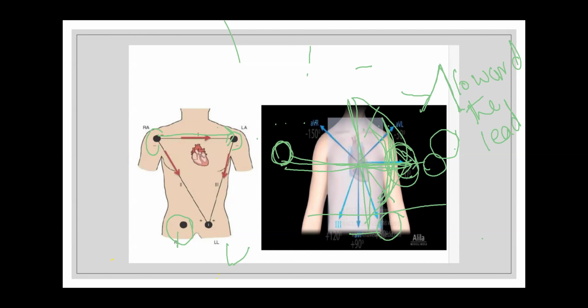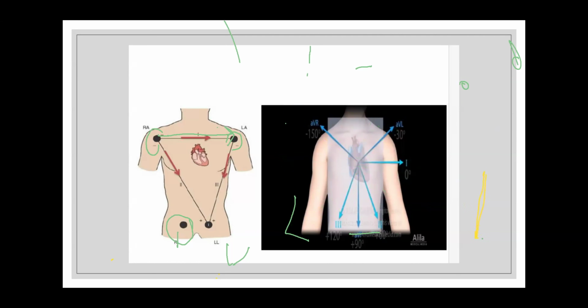Now the direction of lead 1 is on the left side, at 0, and if the current is going over here, or over here, then you can see the perpendicular, you make this in this direction. If your current is going against the lead, it will give you negative deflection. It will give you negative deflection on your ECG.